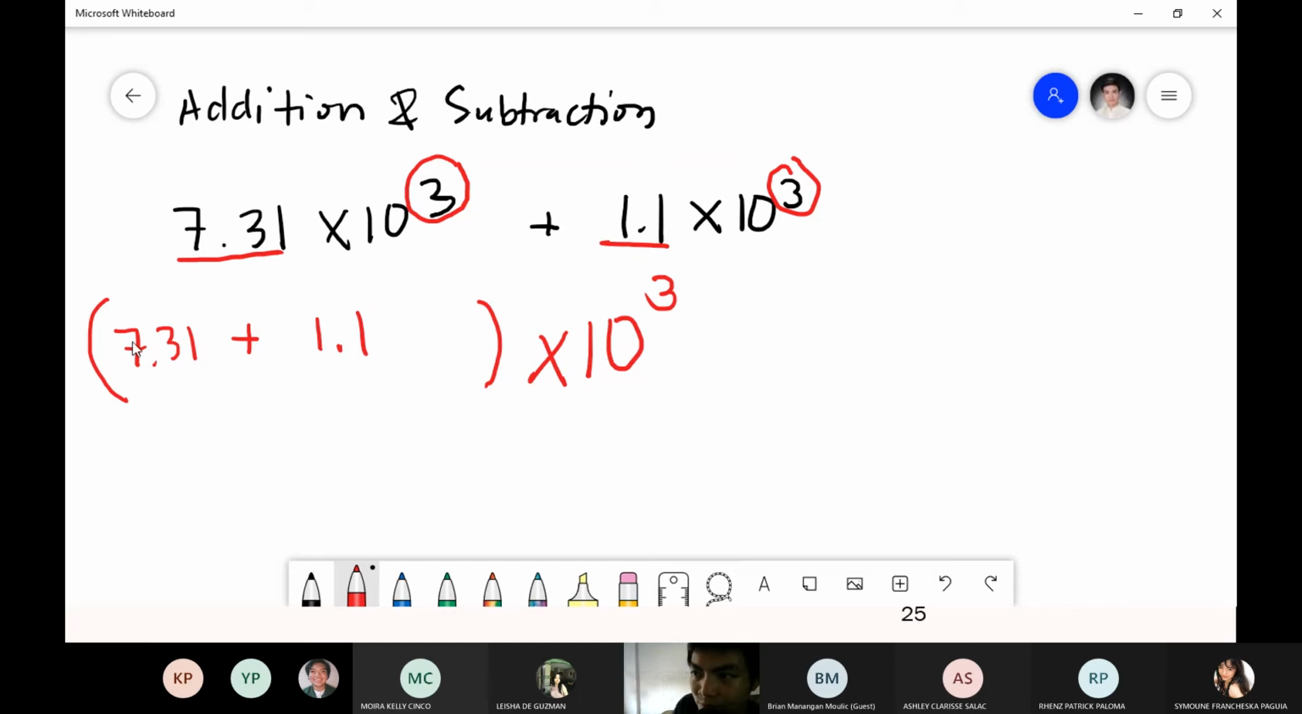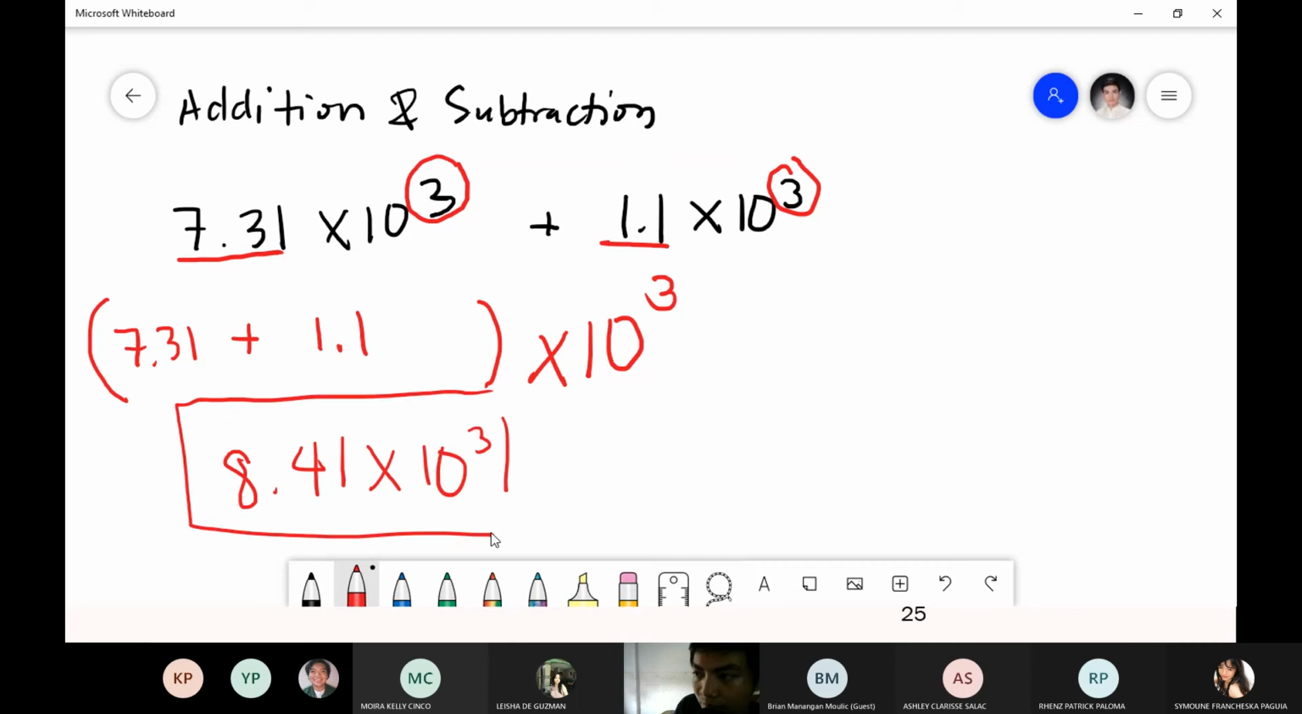Okay? So, what's 7.31 plus 1.1? That is 8.41 times 10 raised to 3. Okay? So, ganun lang. Same exponent, add the integers. No? So, yun yung rule kapag addition. Ngayon, ito yung susunod na tanong. What if magkaiba po sila ng exponent? What if magkaiba ng exponent?